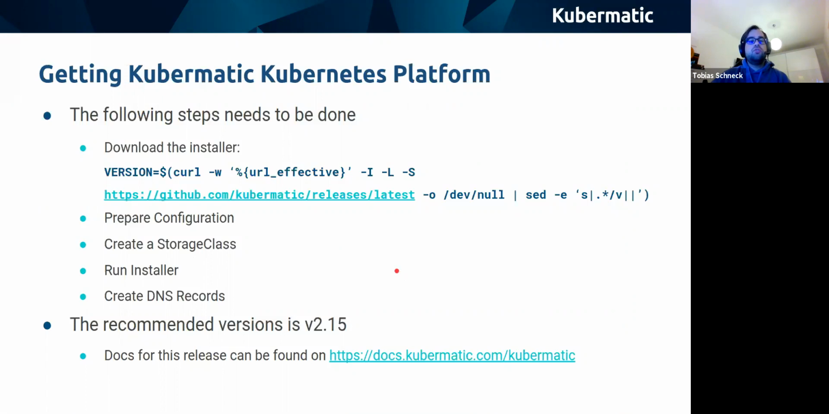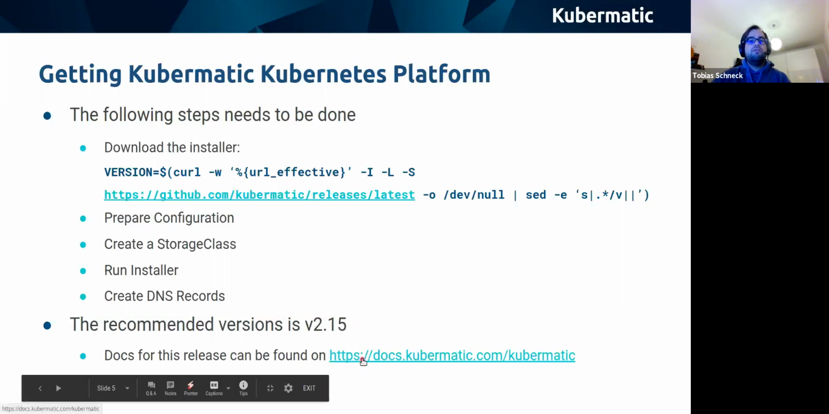When you want to start with Kubernetes, please first install a cluster with Kube1 or any other Kubernetes provisioning, and then you can install Kubernetes on top of it. Therefore, we have an installer that you can download. Then you need to prepare a little bit of configuration, creating a storage class, which is needed for the etcds to host it, and then you run your installer, create a DNS record, and you're ready to go.